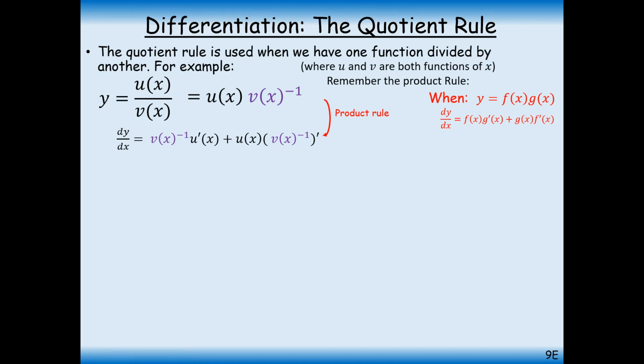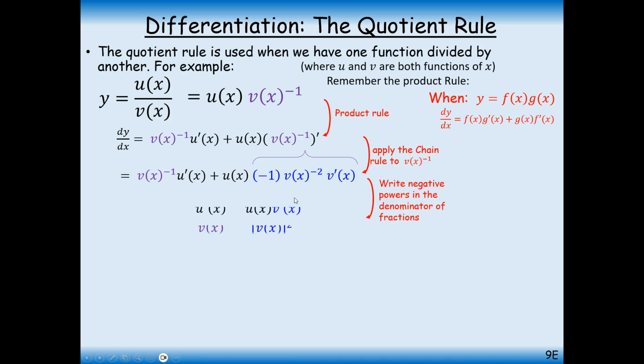Now, if you think carefully about that, how can we find the derivative of v of x to the power minus 1? The minus 1 will come at the front and multiply, and we have to subtract 1 from the power. So we will have minus v of x to the power of minus 2 multiplied by the derivative of the inside, which abstractly is going to be v dash of x. So we'll get this expression here, and now we can do some tidying up. If we bring the minus 1 to the front of this term and rewrite the power of minus 2 as a positive 2 in the denominator, we'll get this expression. Okay, so it looks a little bit neater.